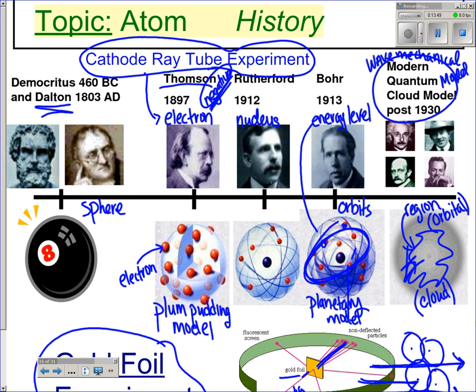So in terms of atomic history, you should kind of understand the order of things and know the key experiments, the cathode ray experiment and the gold foil experiment, and what their observations led to, such as the cathode ray led to our electron, our gold foil led to the nucleus and mostly empty space.